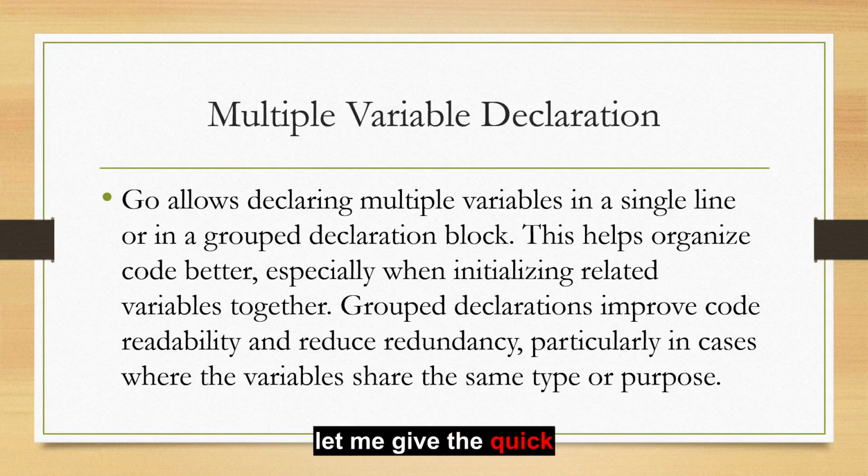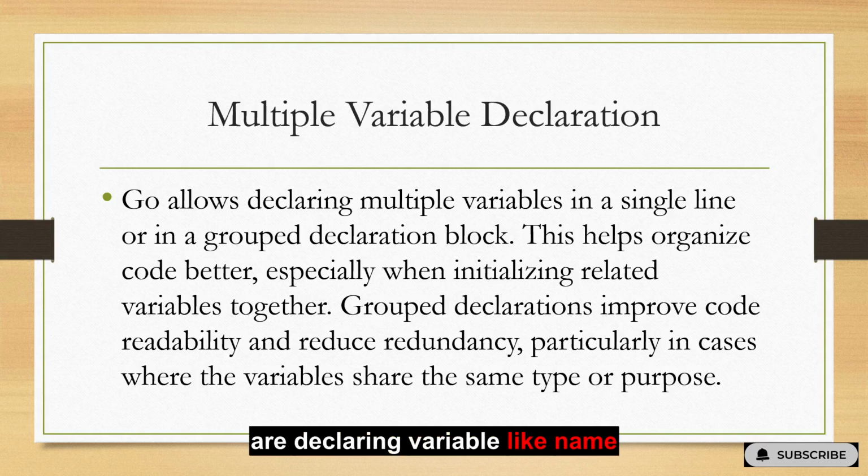So let me give a quick example you can relate to. Imagine that you are filling out a job application form and it asks for your name, age, and city. You could write each one separately like name, Rahul, age, 22, city, Pune. But it's quicker and neater to just write all three together in a single line, right? So Golang works the same way.